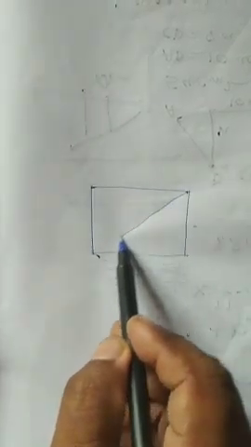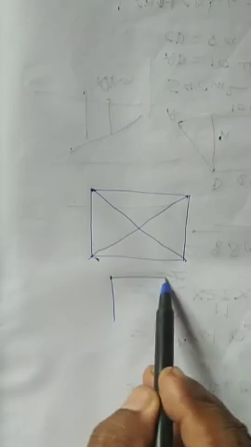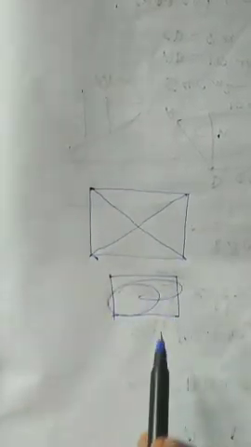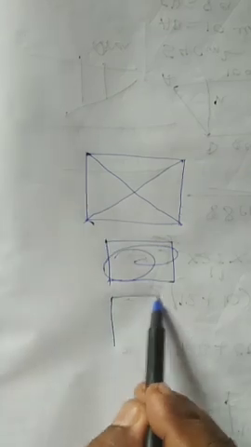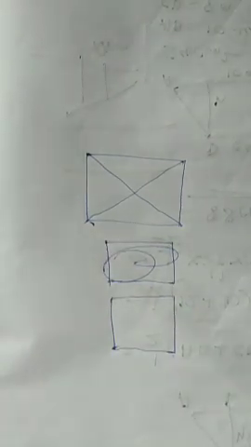Now another point comes, a very important property. Remember that diagonals are equal only in case of a rectangle and a square. Diagonals equal and equally bisect, not a square. Diagonals equal and equally bisect. What is equal and equally bisect?